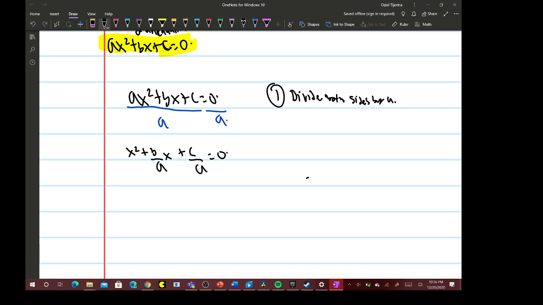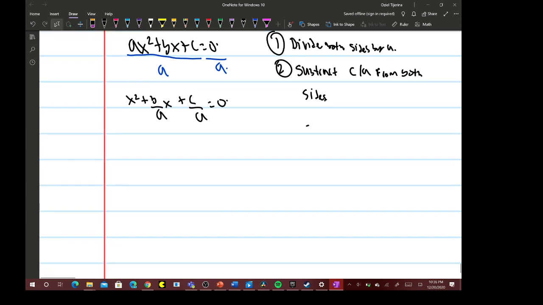And then the second thing would be to subtract c over a from both sides. So you subtract c over a from both sides, minus c over a.